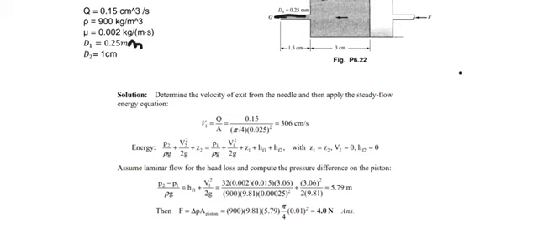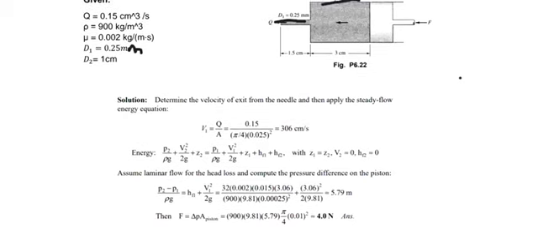Solution. So determine the velocity of exit from the needle and then apply the steady flow energy equation. We have the equation V sub 1, our velocity 1, is equal to Q over A, which is 0.15 over pi over 4 times 0.025 squared. So it's equal to 306 centimeter per second.